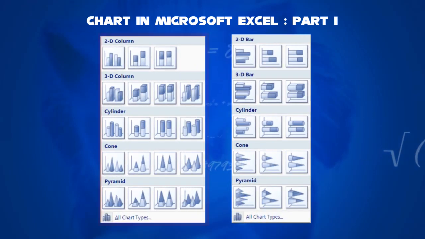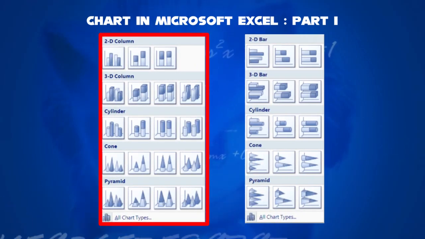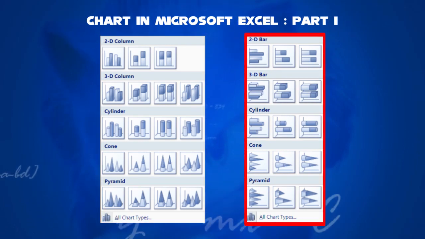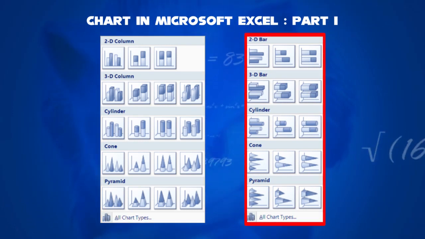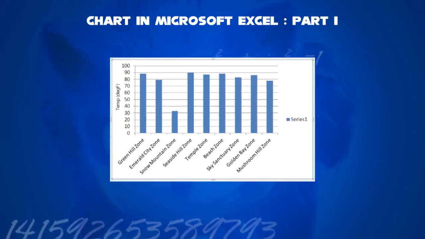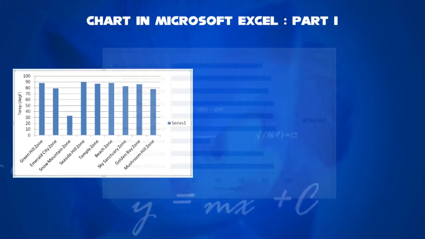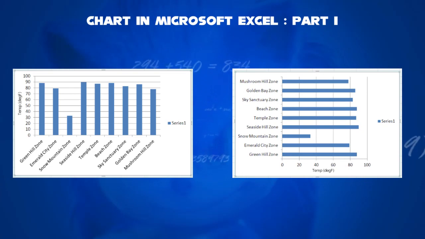In column, it is plotted vertically and is having various styles. And in bar, it is plotted horizontally with same styles. And fourth step, you have a choice to select any one of them, then your column and bar charts have been ready to display on the screen.